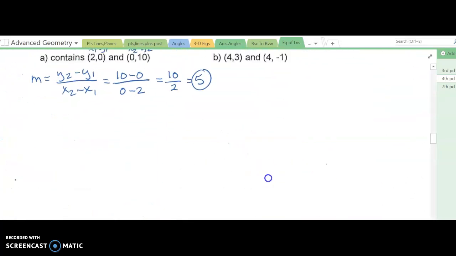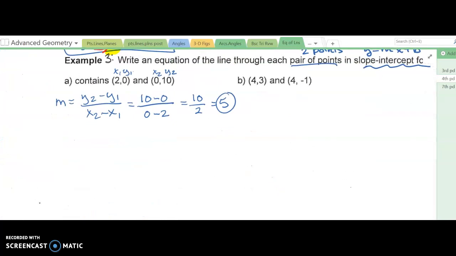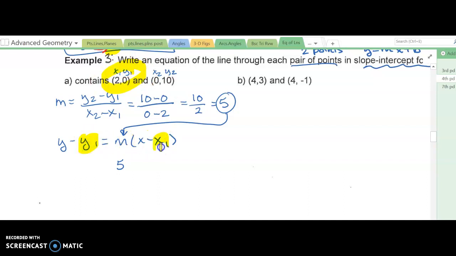Okay, so here we go. Point slope format is y minus y1 equals m times x minus x1. And we know that we're going to plug in for our slope the 5 that we just found, and then I'm going to use, it doesn't technically matter, but I'm going to use 2, 0 for my x1 and y1. If you wanted to use the 0, 10, it wouldn't matter. You'd end up with the same answer.